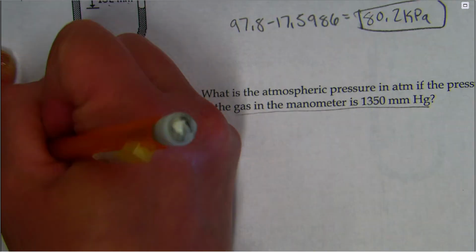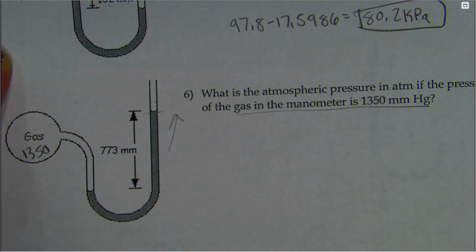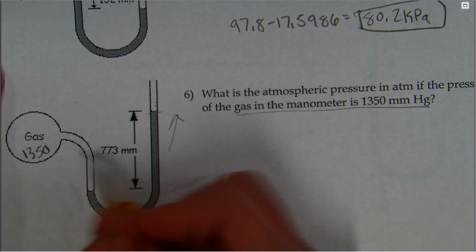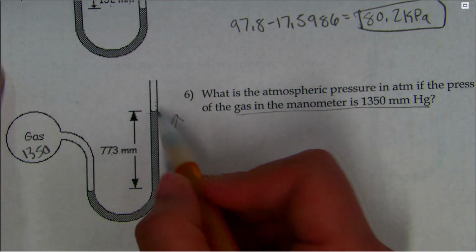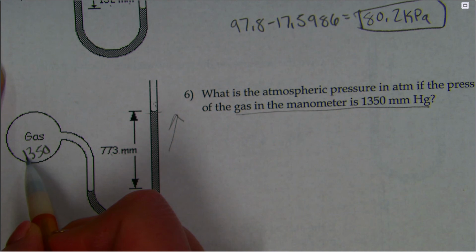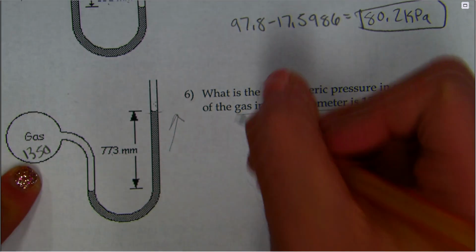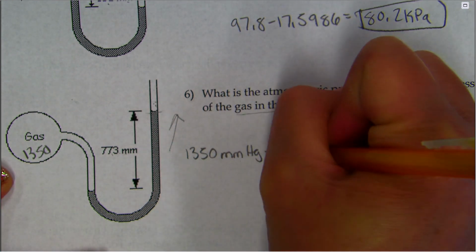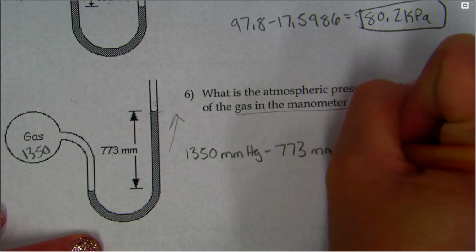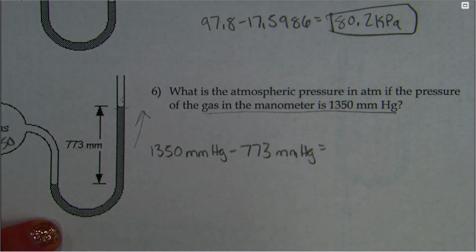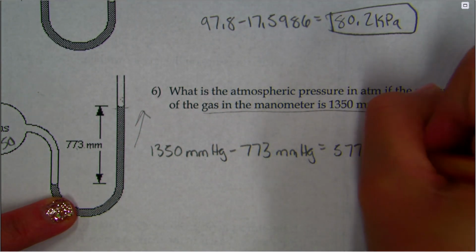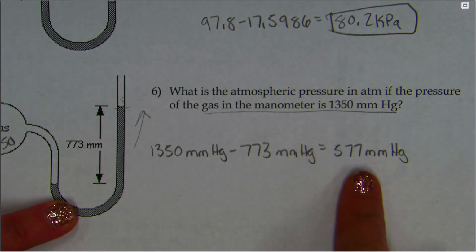So this is my gas right here, 1350 millimeters of mercury. So I need my atmosphere to be less than. So I am going to subtract these two, because the atmosphere plus the mercury will equal my gas. So 1350 millimeters of mercury minus 773 millimeters of mercury is going to give me 577 millimeters of mercury. Now, this is my atmosphere.